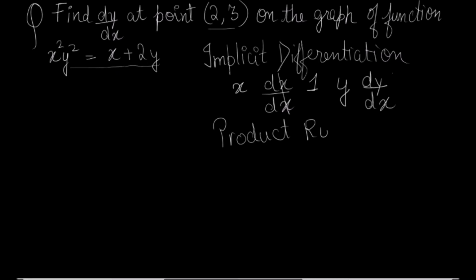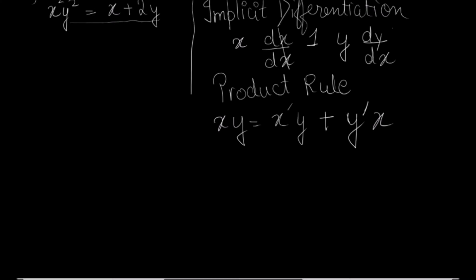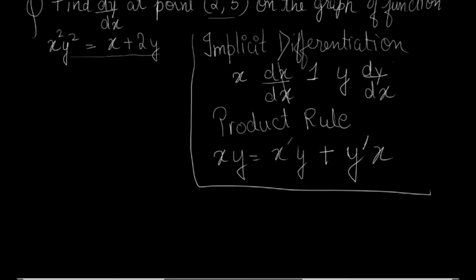Another rule that you have to use is the product rule. The product rule states that if x and y are multiplying and you're finding the derivative of that, it would be x times the derivative of y, plus the derivative of x times y. Applying these two rules, we'll find the derivative of the function.